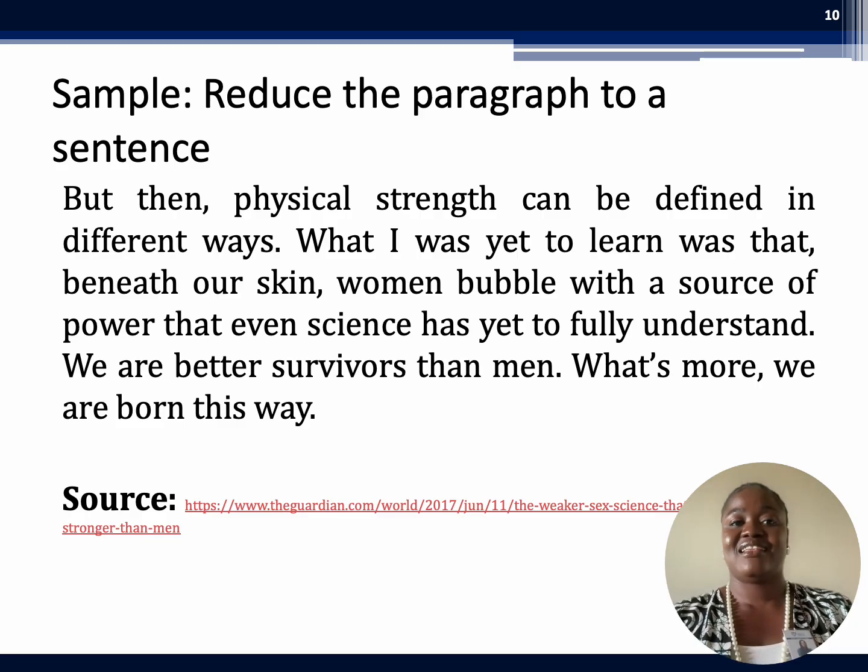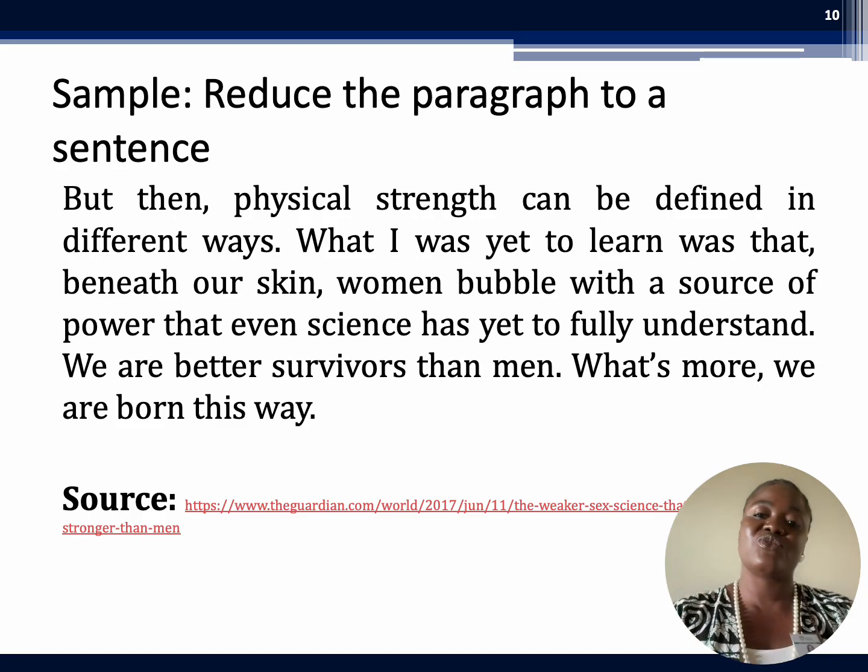Expressions like the power is innate. Well, we're putting it in our own words now, right? And say they're born this way. We are born this way. So it means the power is innate and not yet fully understood by science. Those are the key supporting points. Then the third thing to do is to determine what can be eliminated.